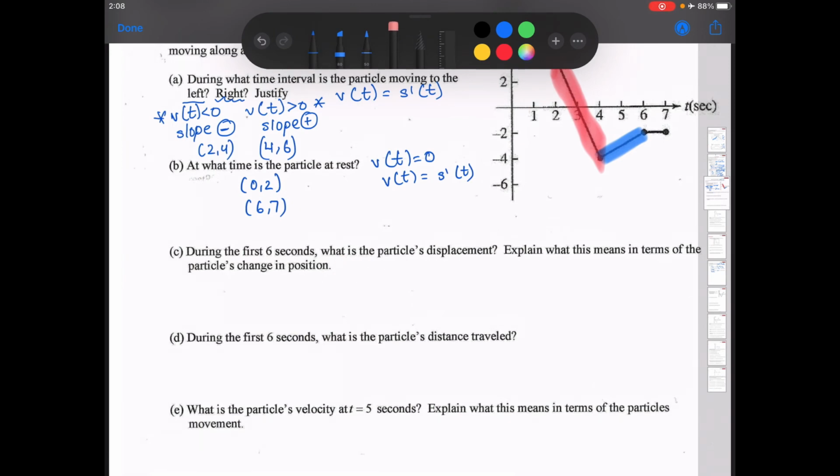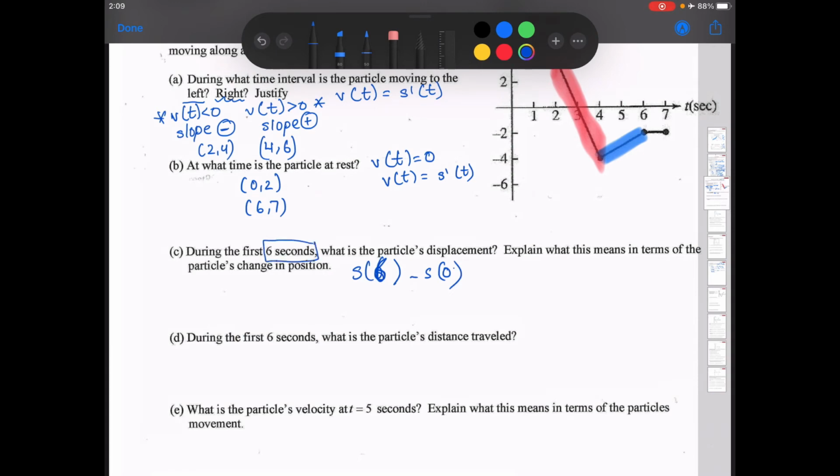Okay, so C, it says during the first 6 seconds, what is the particle's displacement? Explain what this means in terms of the particle's change in position. Remember, to find the displacement means where I ended from where I started, right? How much did I move? So it is basically your S of 6, that's where I ended, minus where did I start? S of 0, right? Because it said first 6 seconds.